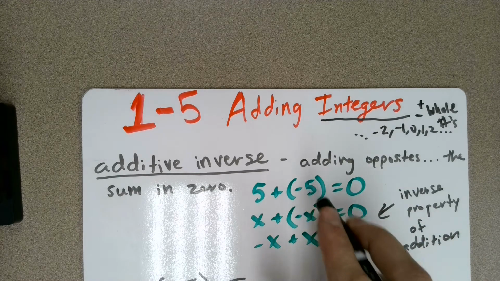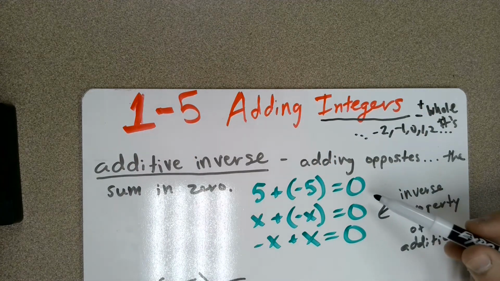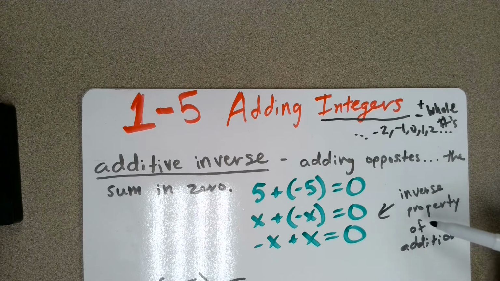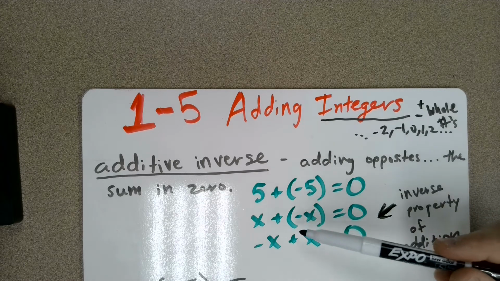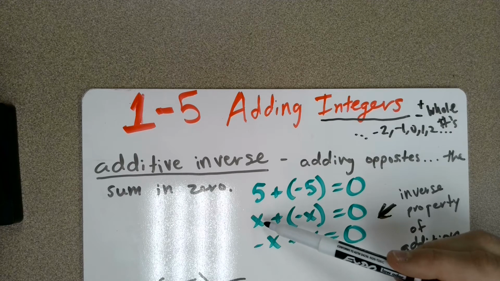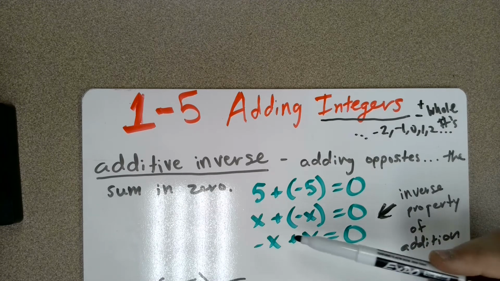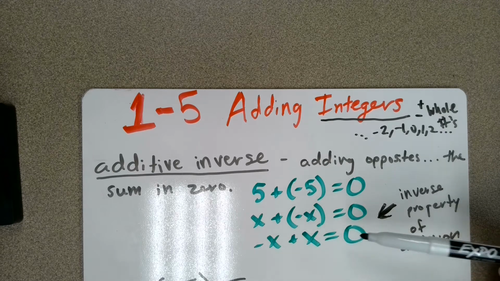5 plus -5, if I have 5 and I take away 5, it's going to be 0. This is called the inverse property of addition. You don't need to memorize that big word, but that's what this is called in math terms. If we know that this is true of any opposite, we can assume that x plus -x, the opposite of x, is going to equal 0. Or if you want to think of it this way, -x plus x is going to equal 0.